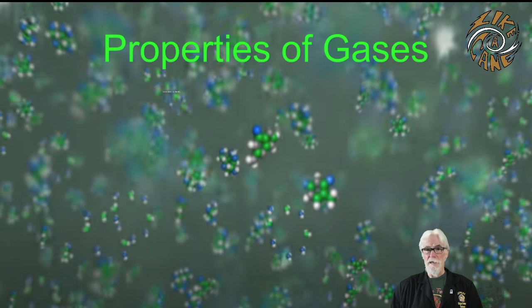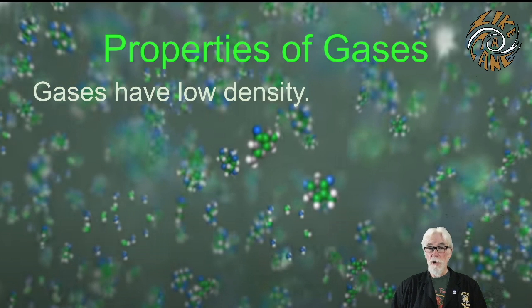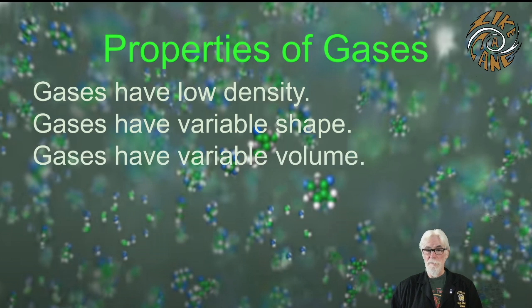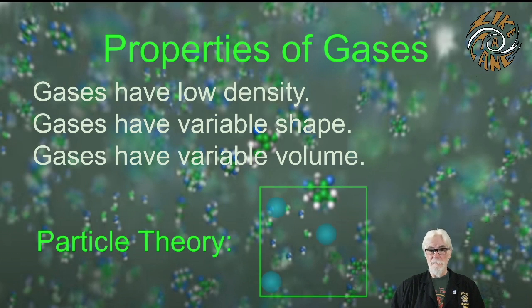Gases are the third phase or state of matter. Gases have low density, so they're unlike both solids and liquids in that way. Gases have a variable shape, so in a way they're like liquids, because they can move around and take different forms. They'll take the shape of their container. But unlike either solids or liquids, gases have a variable volume. That means that they will take up the space of whatever container they're in. So they'll spread out to fill any container.